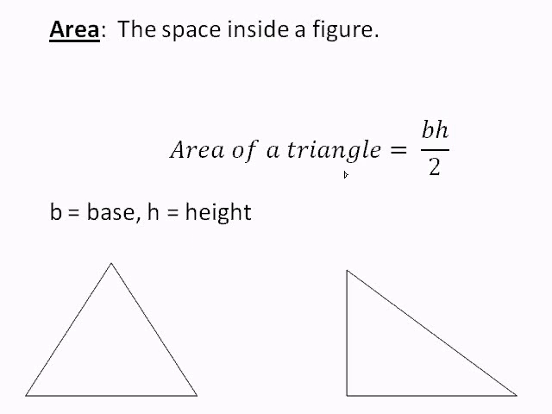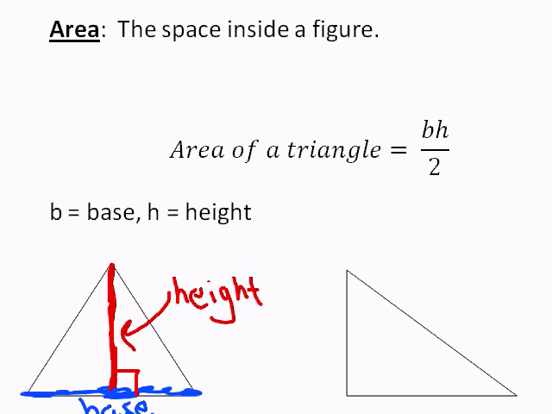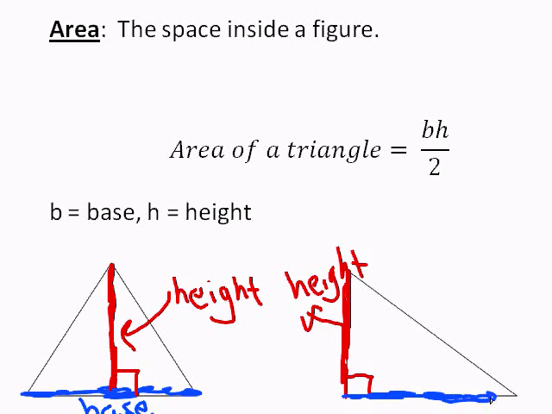Now, a triangle has an area that is found by multiplying the base times the height and then dividing by 2. B again is the base, and H again is the height. So if we look at a couple examples of some typical triangles, this one right here, the base would be what I have outlined in blue. The height would be the distance from the tip that runs perpendicular to the base, this being the height. For this triangle right here, we're going to assume that this is a right triangle, the height is here, and the base would be on the bottom.